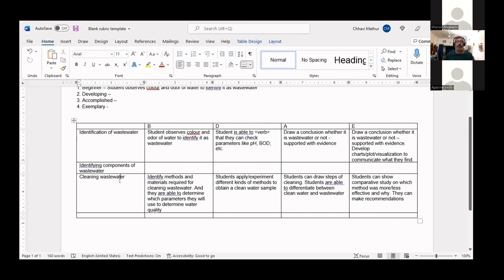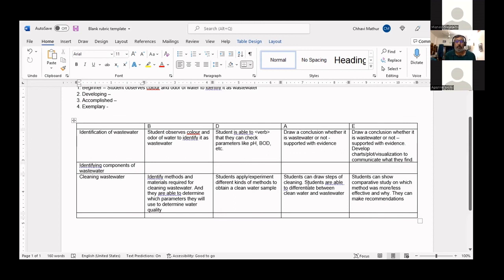The other one that we ended up doing was cleaning the wastewater. Here, students are able to identify methods and materials required for cleaning wastewater, and they're able to determine which parameters they will use to determine water quality. Developing is students apply or experiment with different kinds of methods to obtain a clean water sample.